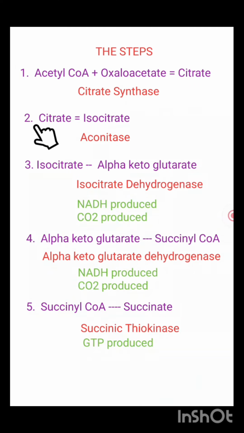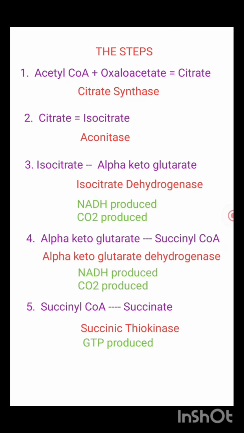In the second step, we just have citrate being converted to its isomer, isocitrate, and the enzyme is aconitase. Why aconitase? Because there's an intermediate structure which we call the cis-aconitate between citrate and isocitrate. That's why the name of the enzyme, for those of you that struggle with the names of the enzymes, that's why the enzyme is called aconitase, because of the cis-aconitate intermediate.